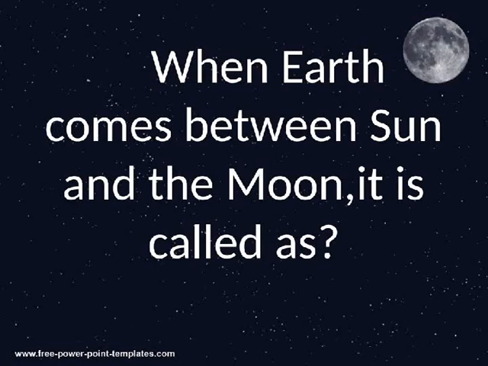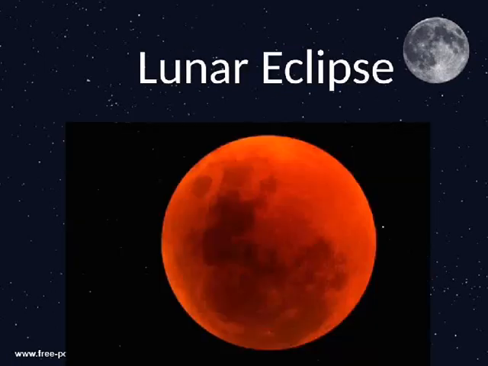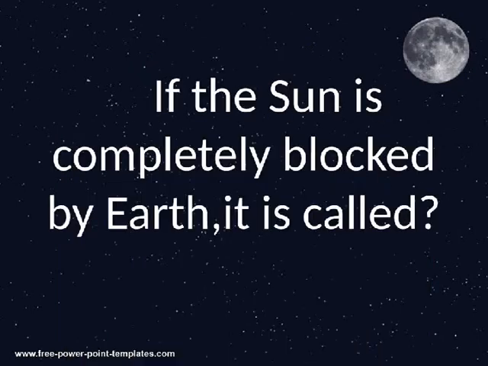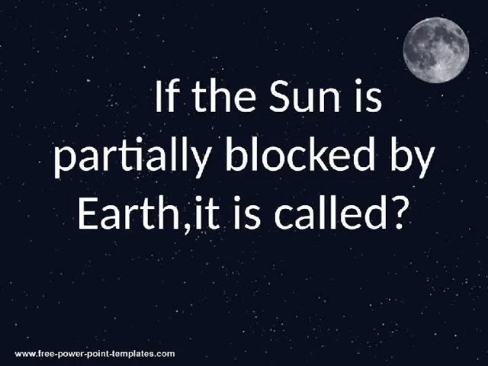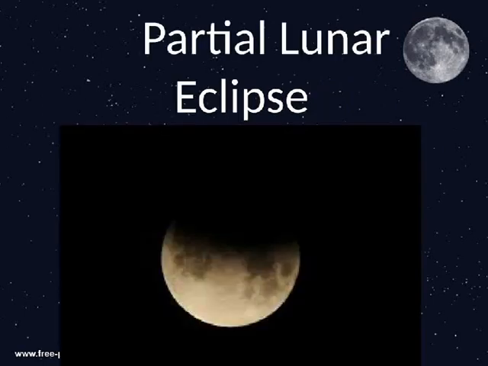When Earth comes between Sun and the Moon, it is called as lunar eclipse. If the Sun is completely blocked by Earth, it is called total lunar eclipse. If the Sun is partially blocked by Earth, it is called partial lunar eclipse.